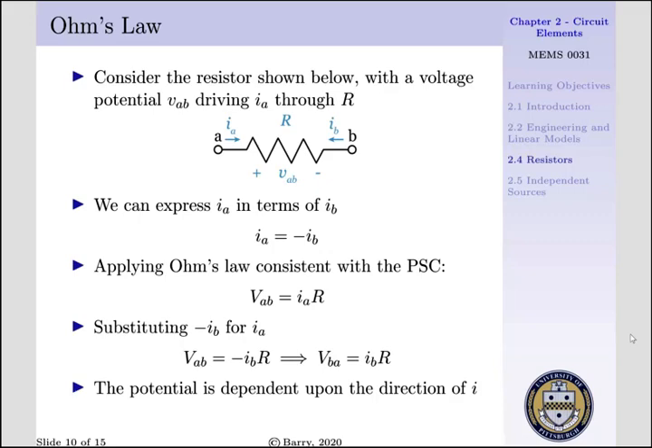If we apply Ohm's law consistent with our passive sign convention, our voltage potential VAB across a resistor is equal to IA times R. Or if we express this in terms of an active sign convention, that is, we substitute in minus IB for IA, we can say VAB is equal to minus IB times R, or VBA is equal to IB times R. This is important because our potential is dependent upon the direction of I. A resistor is always going to be a passive device. A resistor can never supply power to our system.